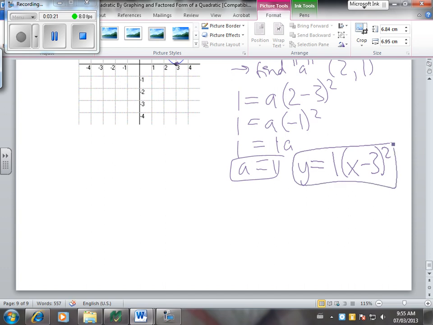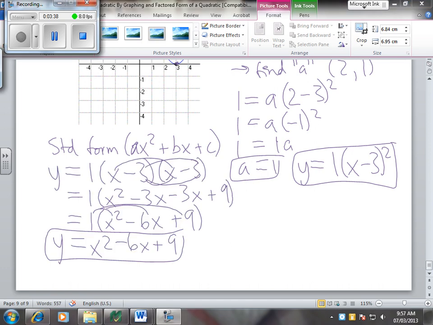To write my standard form, and remember that standard form is ax squared plus bx plus c. I'm going to have you again pause the video, try to write this out yourself, and then start it, and my solution will be up. So to move from factored form over here to standard form over here, you just have to expand everything until you get your ax squared.